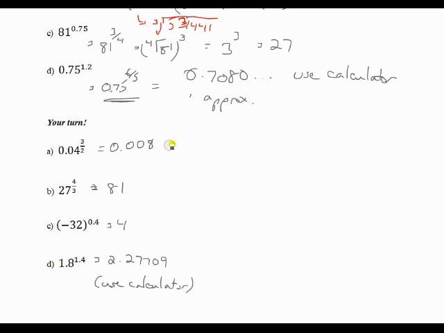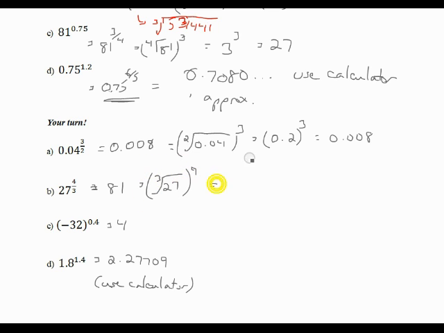So this top one is the square root of 0.04, and then cube that. So the square root of 0.04 is 0.2, and if we cube that, that comes up to 0.008. This one is the cube root of 27, to the power of 4. So that's 3 to the 4, which is 81.